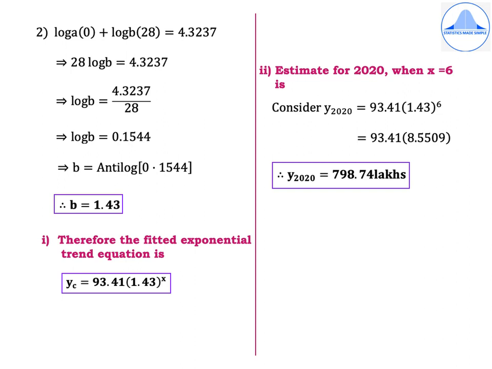So the first subdivision, therefore, the fitted exponential trend equation is yc is equal to 93.41 into 1.43 to the power x. Second subdivision, to estimate the sales for 2020, x will be 6. So consider y 2020 equal to 93.41 into 1.43 to the power x is equal to 93.41 into 8.5509, which gives the estimate for 2020 as 798.74 lakhs.